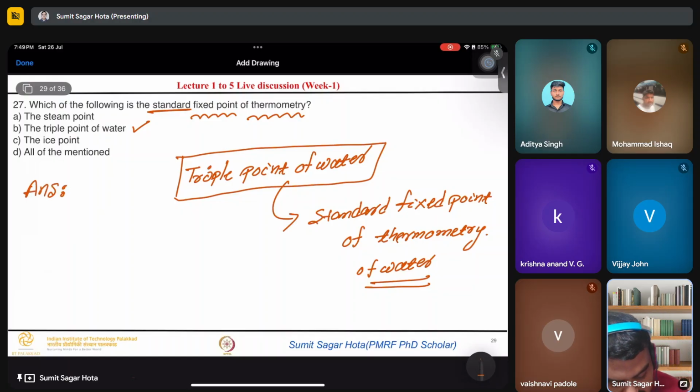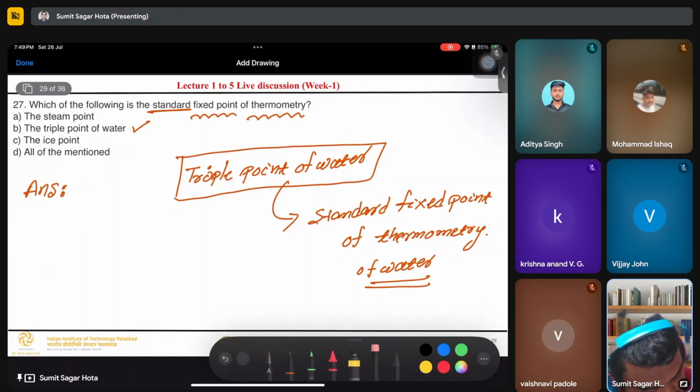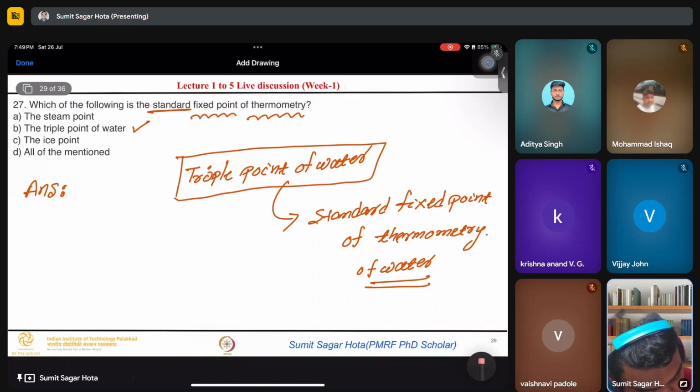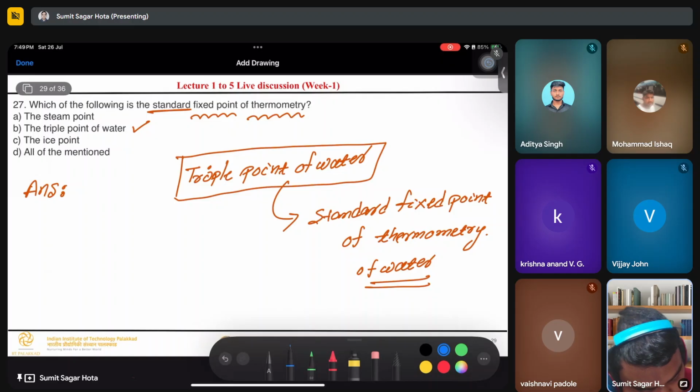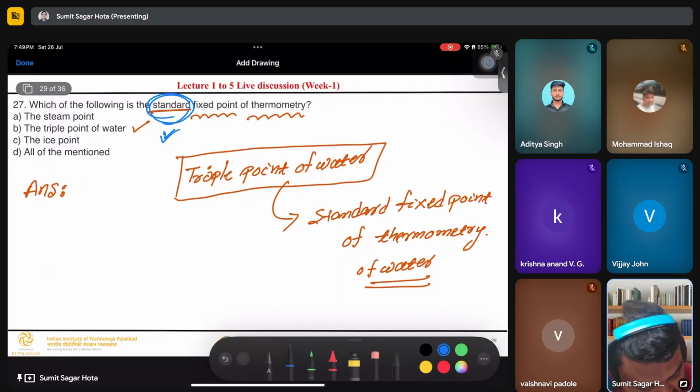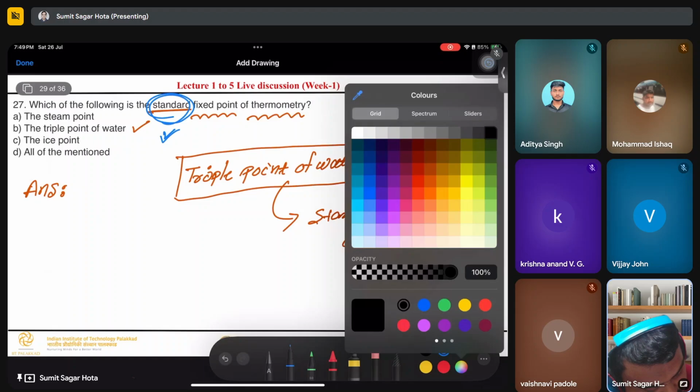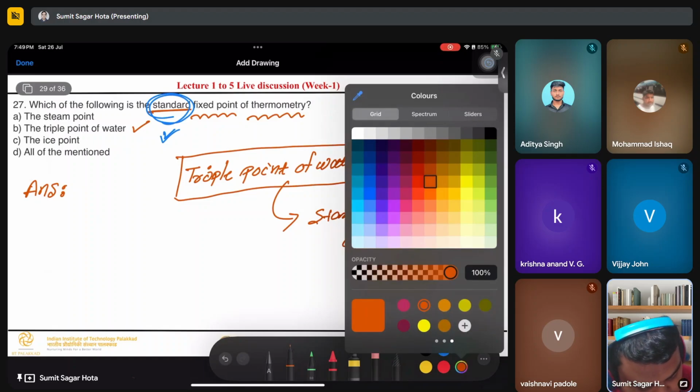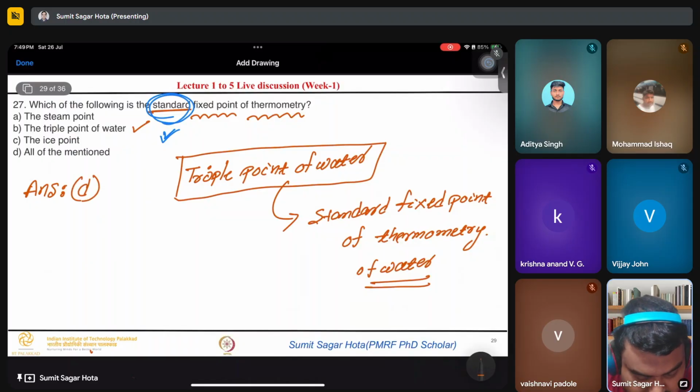Here one very good confusion will be that you can just write down all of the mentioned. Most people will choose all of the mentioned as the correct answer, because it's a fixed point and all three are fixed points. But the word standard is very important here. If you ignore it and go for answer D, that is wrong. Sorry, answer B.